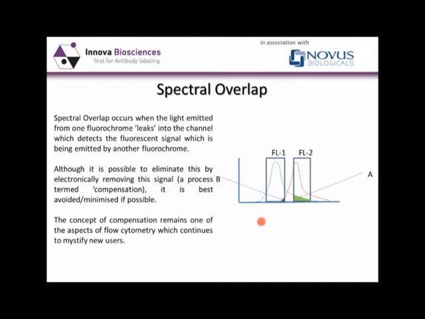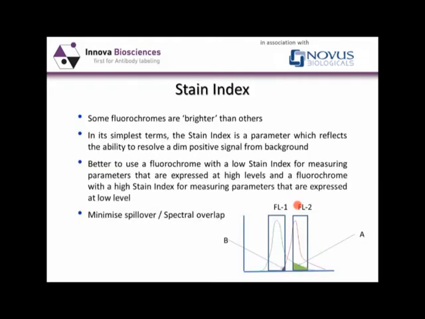So here we can see some of this emitted light being detected in this particular area here. So this would be provided as a sort of positive signal, which is not correct. With the instruments these days, it is possible to eliminate this by electronically removing the signal, and this is the process termed compensation. But really you want to try and minimize this spectral overlap by the appropriate choice of fluorochromes in your particular experiment. And again, we will be coming back to this later on.